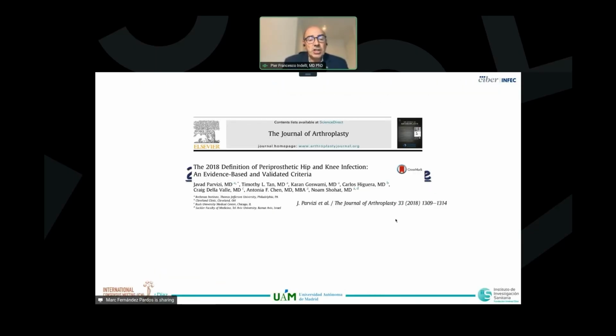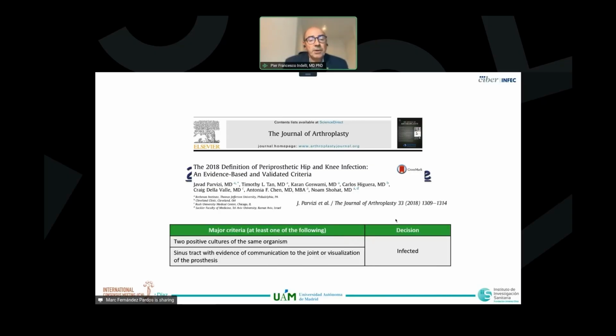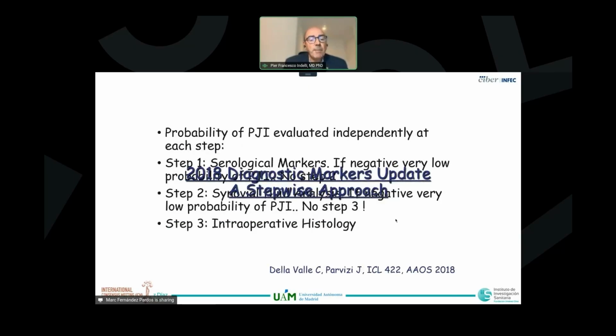And as Jamie just showed, in 2018 we all started using this unified criteria definition by the International Consensus Meeting. They identified the major criteria, and the two major criteria were two positive cultures of the same organism or the presence of a sinus tract. And you see the probability of PJI was evaluated independently at each step. Step one, the serological markers. Step two, synovial markers. And step three, intraoperative histology.